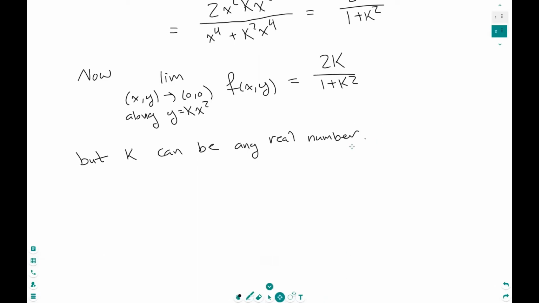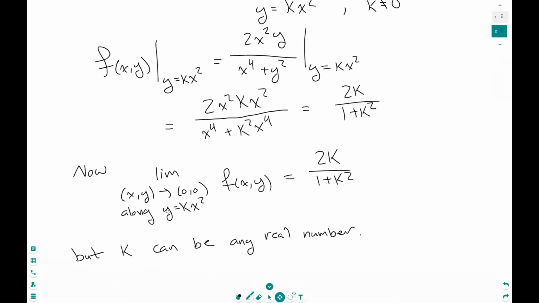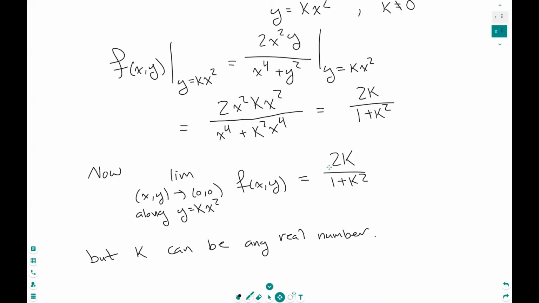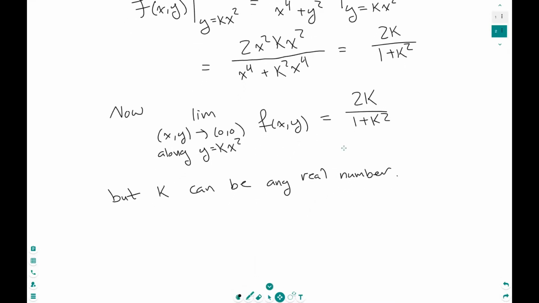Right? Maybe I chose the path where k is equal to 1, right? I went along y is equal to x squared. And then I get 2 times 1 over 1 plus 1, so I would just get that the limit in that case would be 1. But if I slightly increment k, maybe I say it's even 2, y is equal to 2x squared, I get 4/5 as my limit. Right? So this changes the path. I still get to 0, 0, but I change the path and I get a different limit.